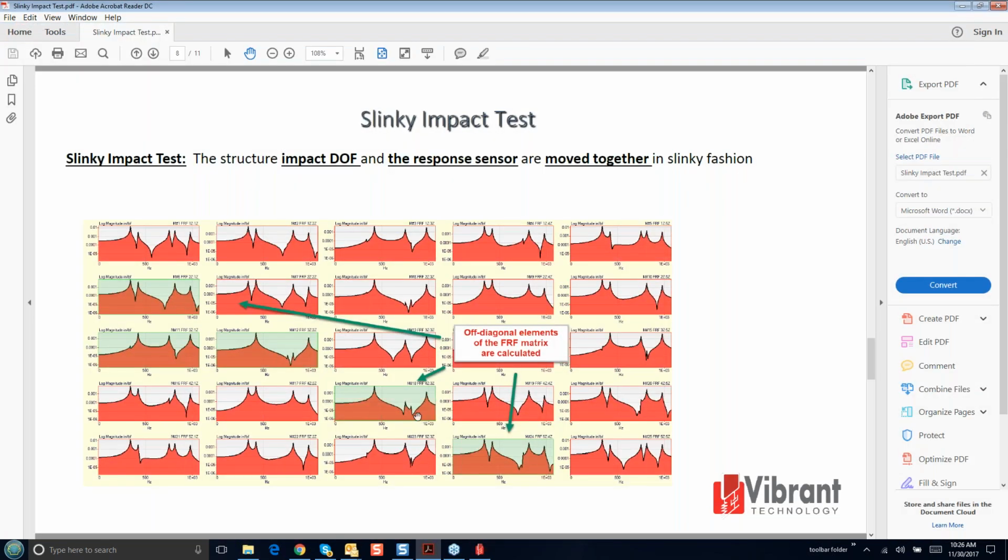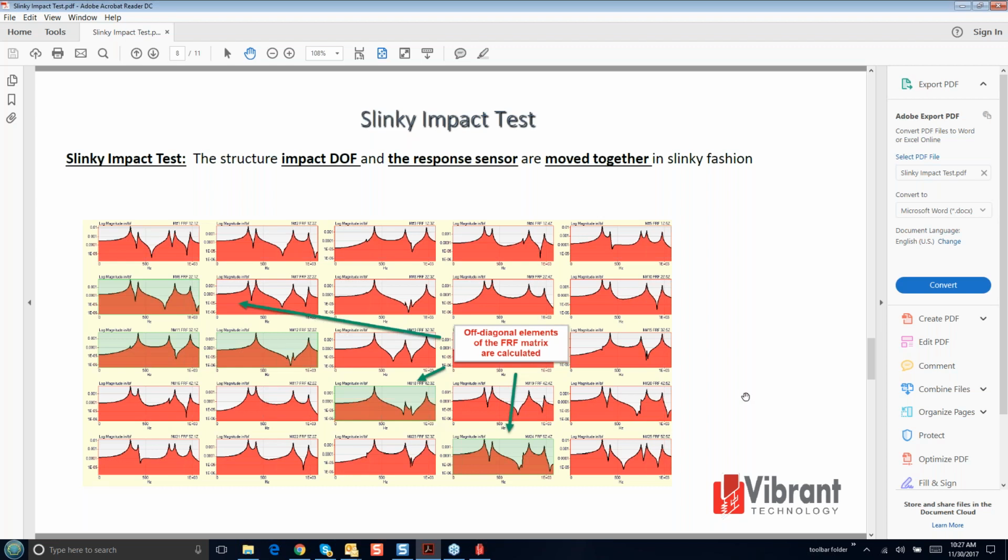So let's go back here for a minute and review what we're going to do. We're going to simulate a Slinky Impact test. We're not measuring a row or column, so we're not going to get a single reference set of data. But we're going to curve fit these FRFs, these off-diagonal measurements that are very easy to make with a 2-channel wireless device or a portable collector and wires to a hammer and an accelerometer, and then we're going to post-process the curve fit results.